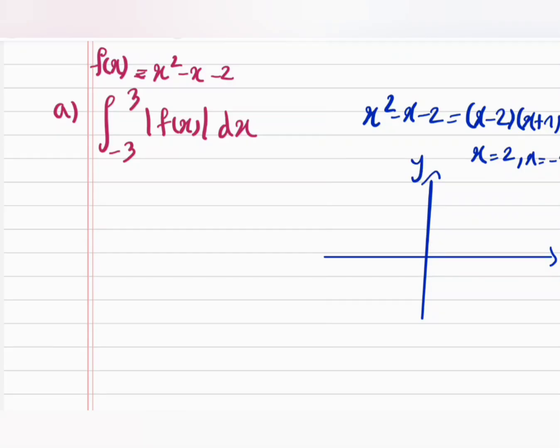So we have something like this, where here is minus 1 and here is positive 2. Okay, so now when we want to integrate the modulus of f of x, that's basically about this region that is negative also becoming positive, right? So that's what happens when we do the modulus, because you'll have a shape that will look like this.